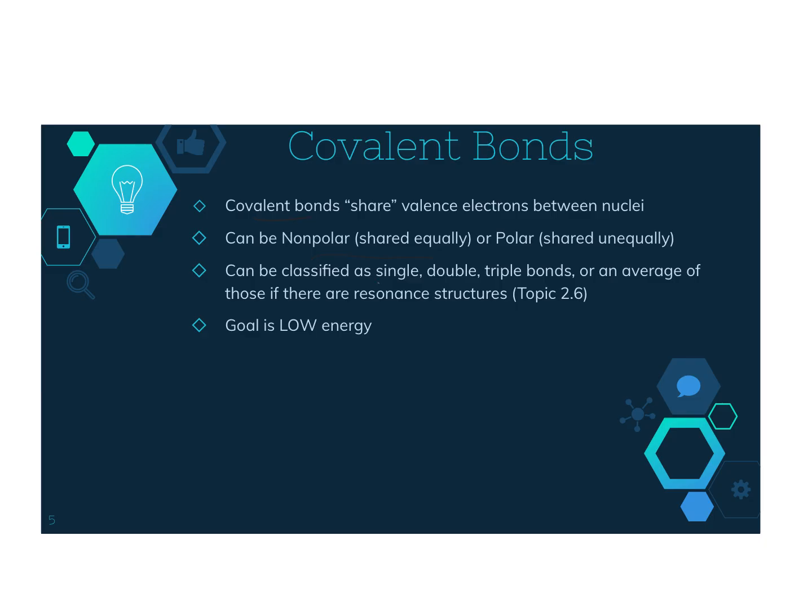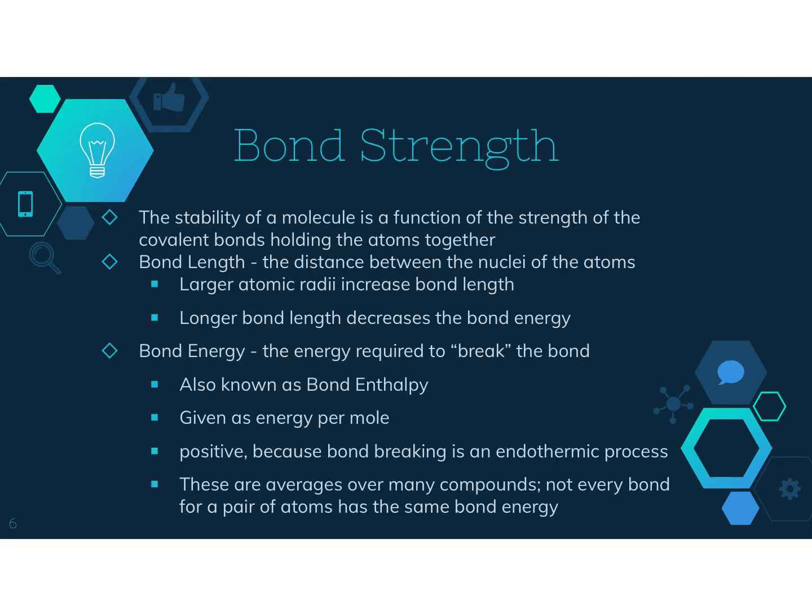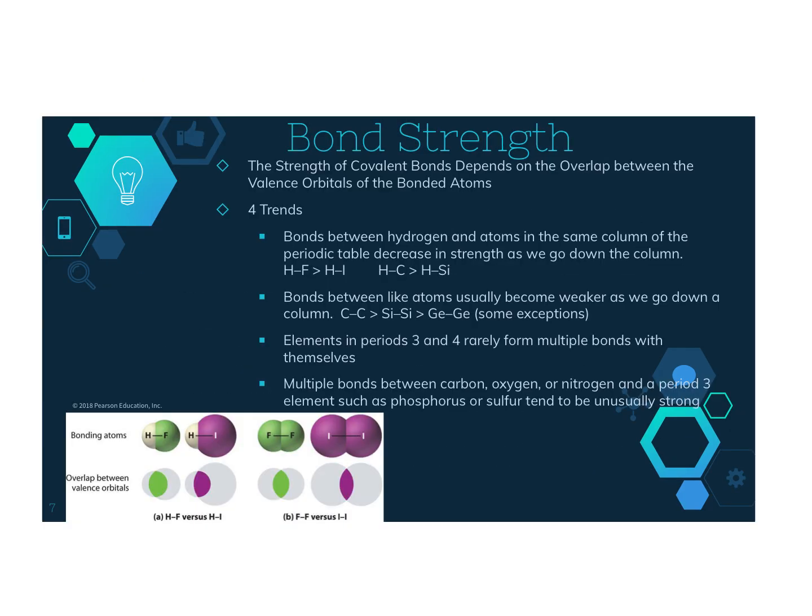You can classify them as single, double, or triple bonds, or an average of those based on what we call resonance. And we're going to cover this a lot more in topic 2.6, so we don't have to worry about that quite yet. The biggest goal that we're going to talk about here is low energy. We always want to lower the amount of energy possible. And so we'll talk about that first by just discussing bond strength.